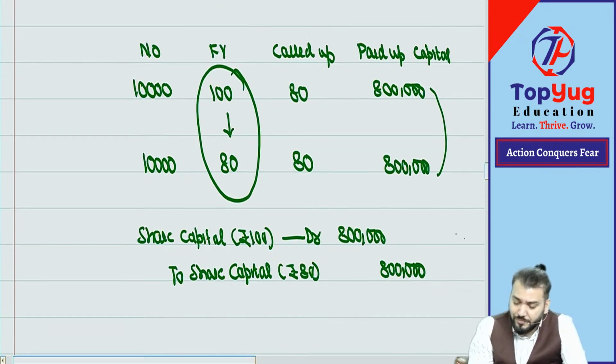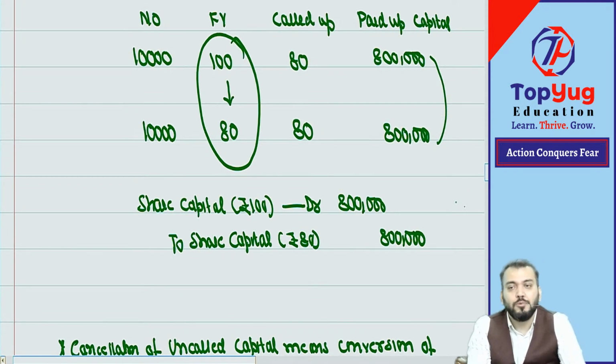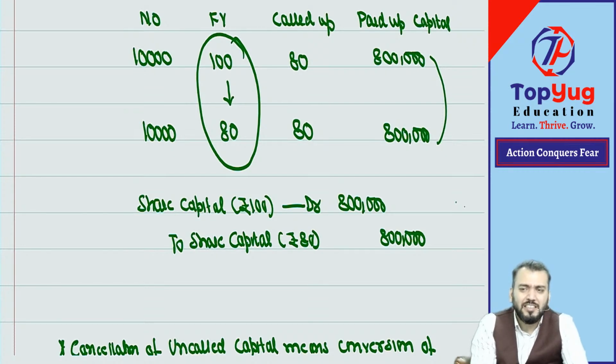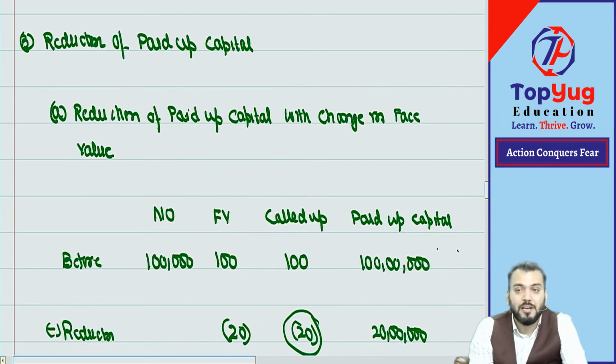Got it? Whatever we have done till now in point number 1 and point number 2, there is no change in paid up capital, which means there is no reduction of paid up capital. Therefore, by these two transactions, we are not reducing capital. But for this chapter, we require reduction of capital to write off losses. So therefore, there is point number three, which is reduction of paid up capital.